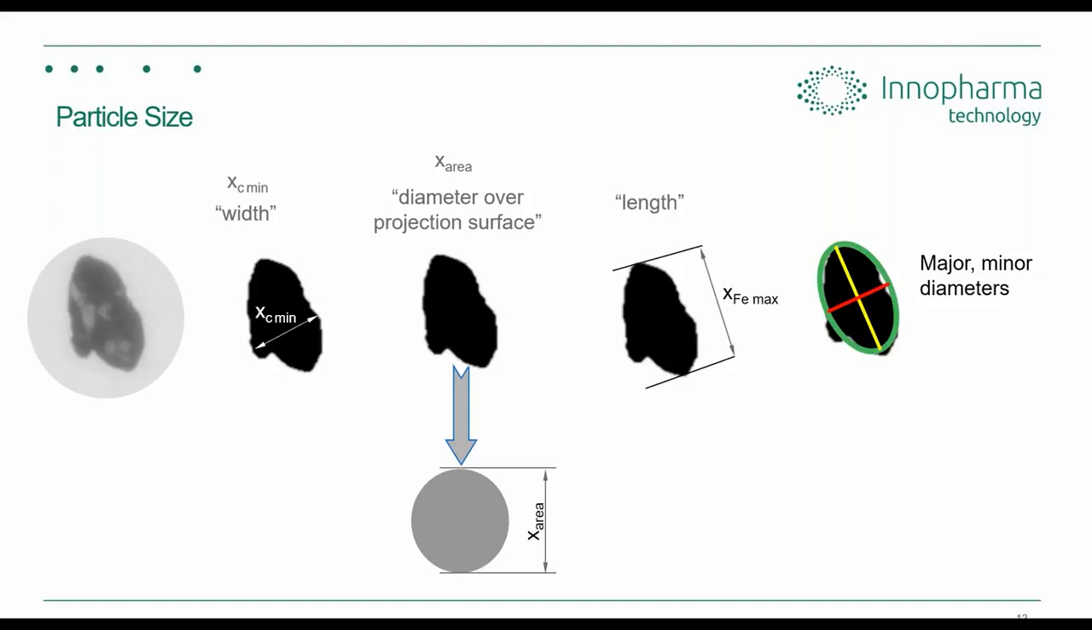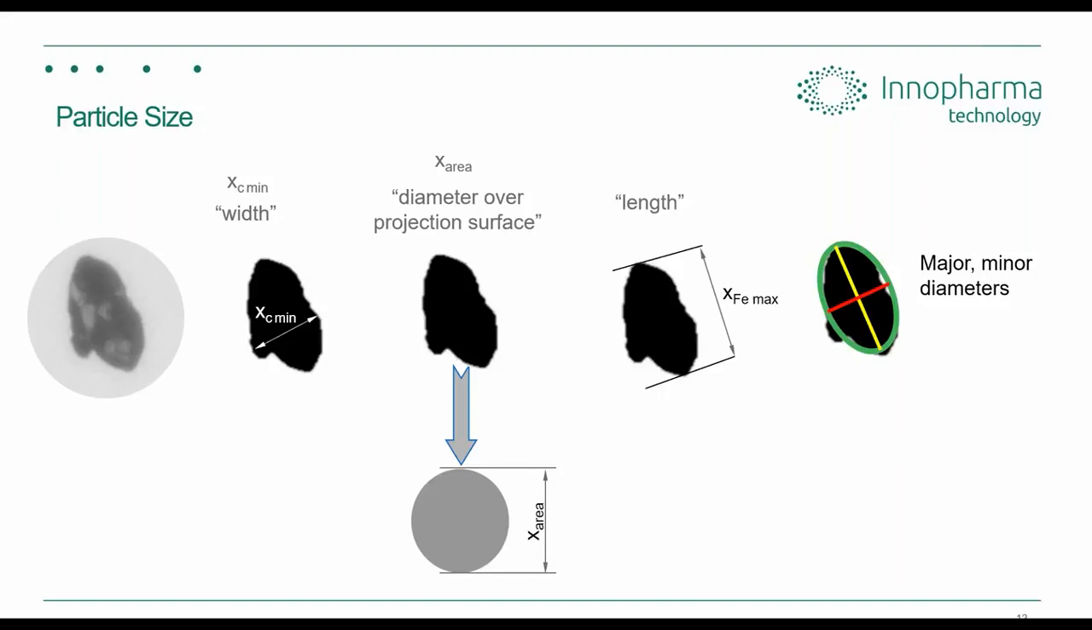But what you do with that XE min is you actually convert it into an equivalent sphere, and that's how you work out your volume. So the systems that use XE min will work out an equivalent spherical volume of that chord.